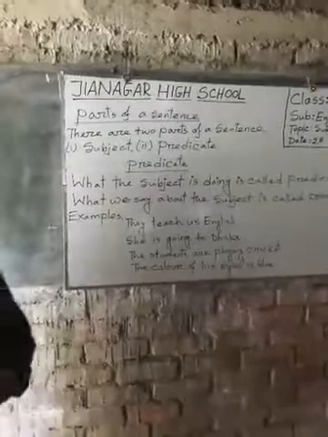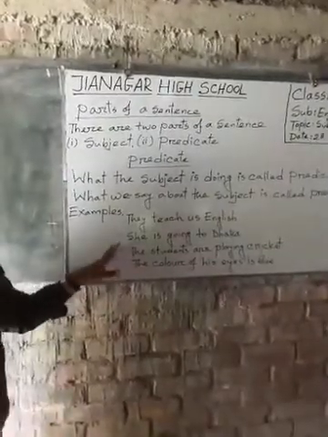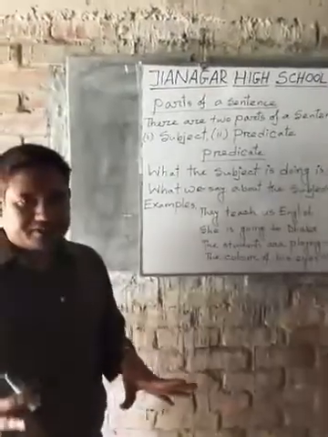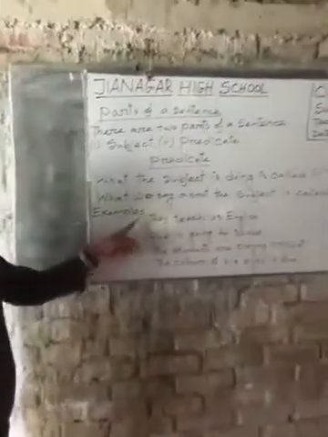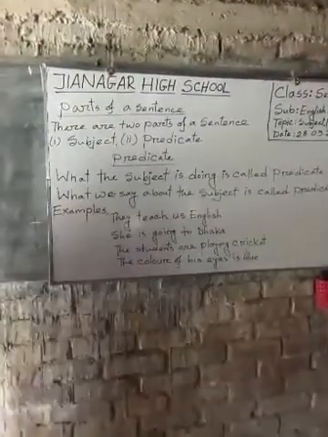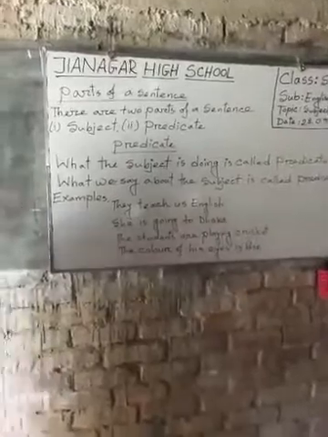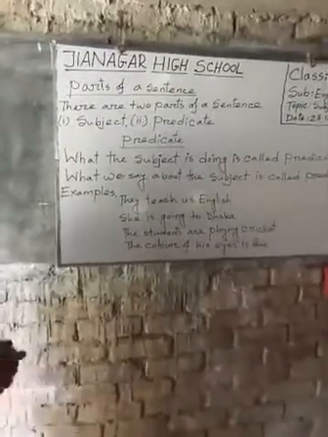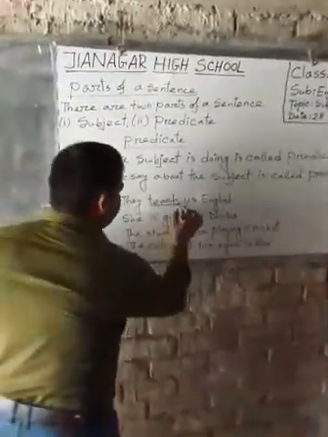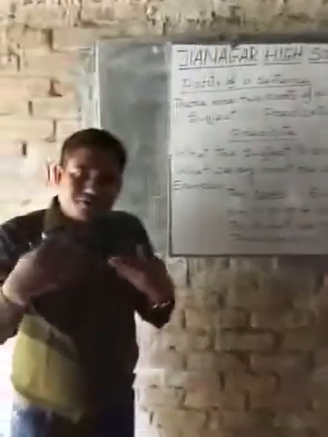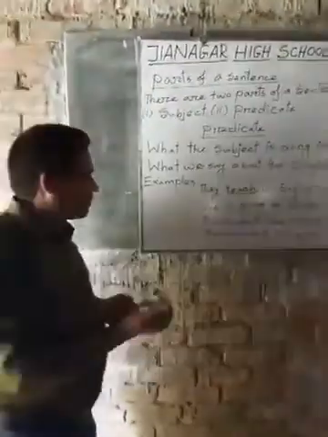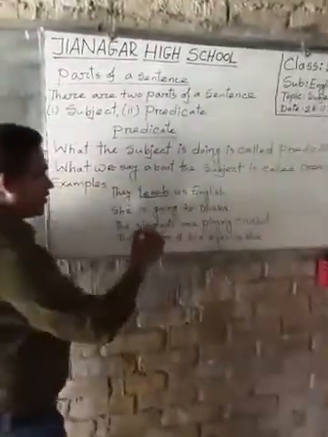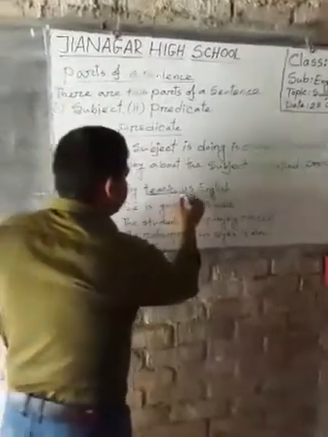I have given 4 sentences on the board. From these 4 sentences, we will find out predicate. Okay? So, notice the first sentence. They teach us English. We have to find out predicate. We have to follow verb at first. Here, teach is verb. From the verb up to the last word is called predicate. So this is predicate.